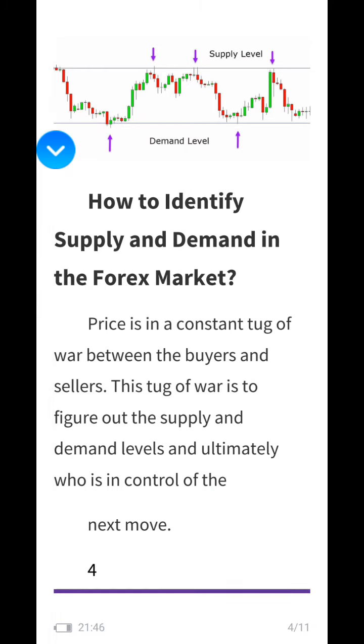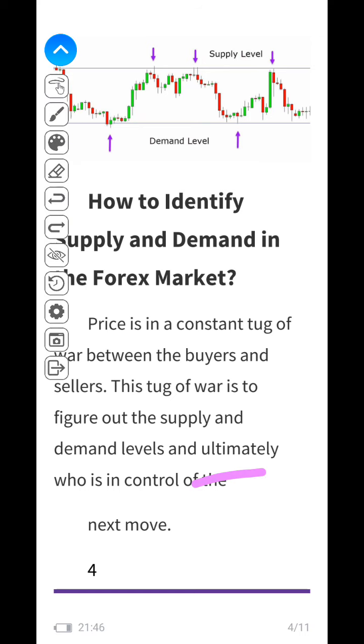So for example, when we look at this chart, we would see the supply there. On top, where the supply level is, this is our resistance. Then where you are seeing the demand level, this is our support level. So this is the easiest way to identify the supply and demand.